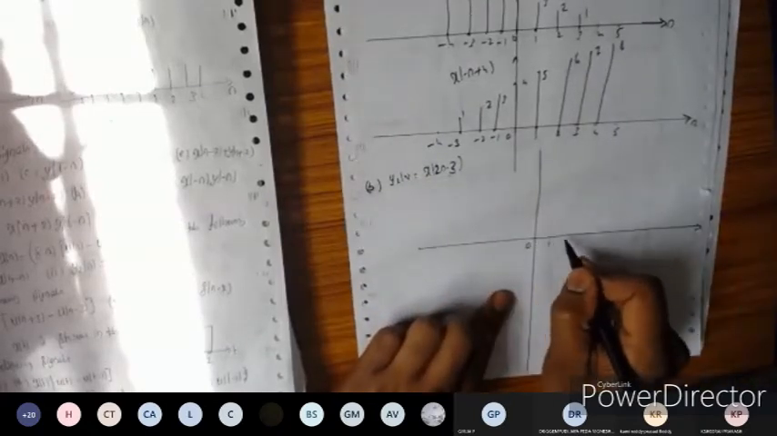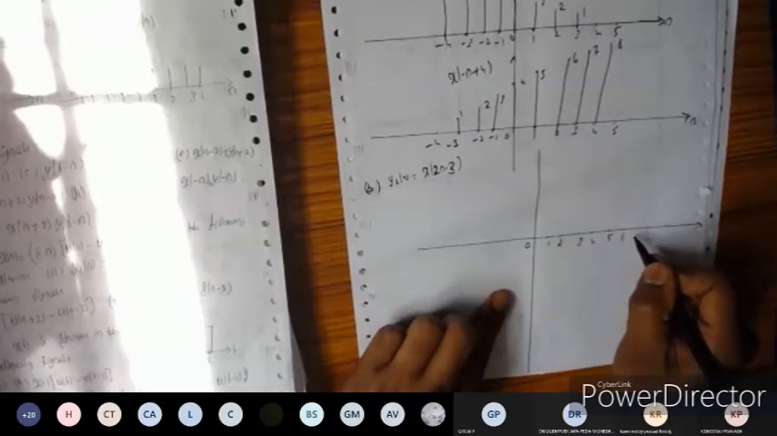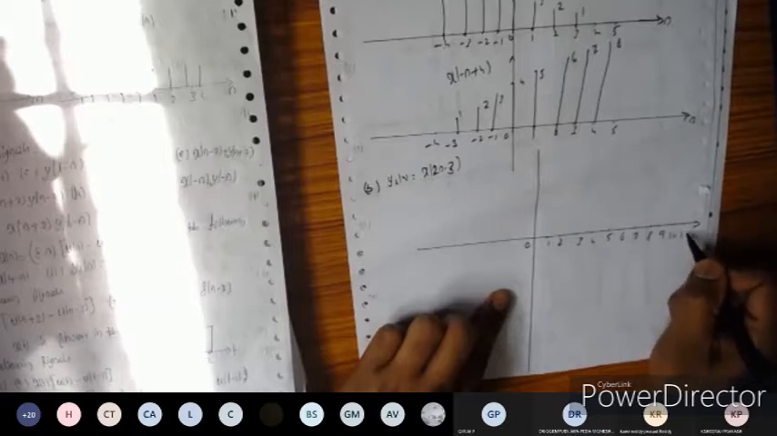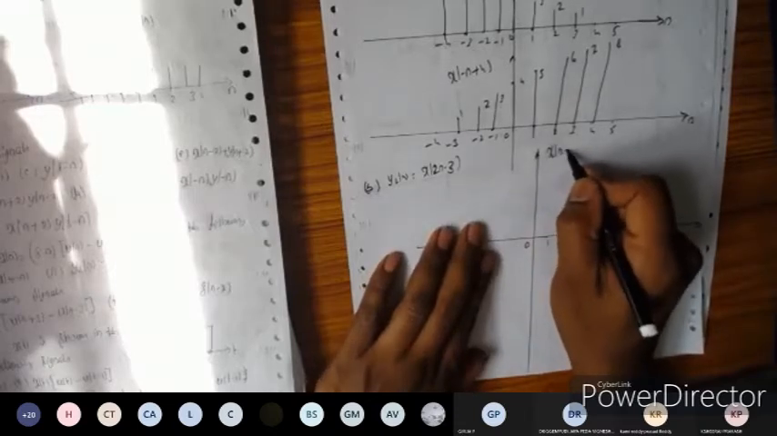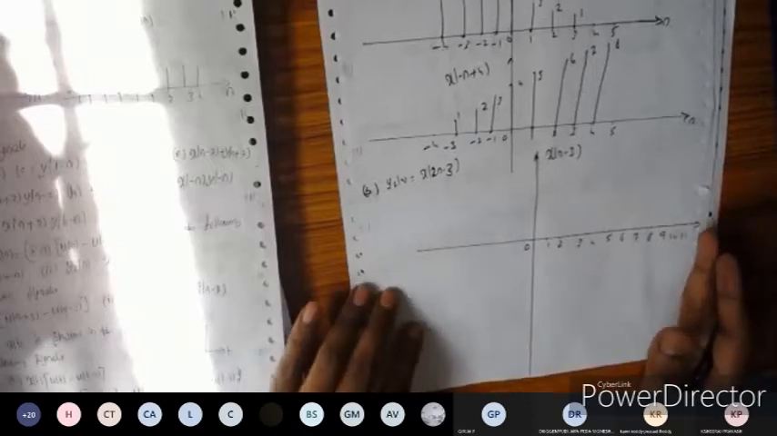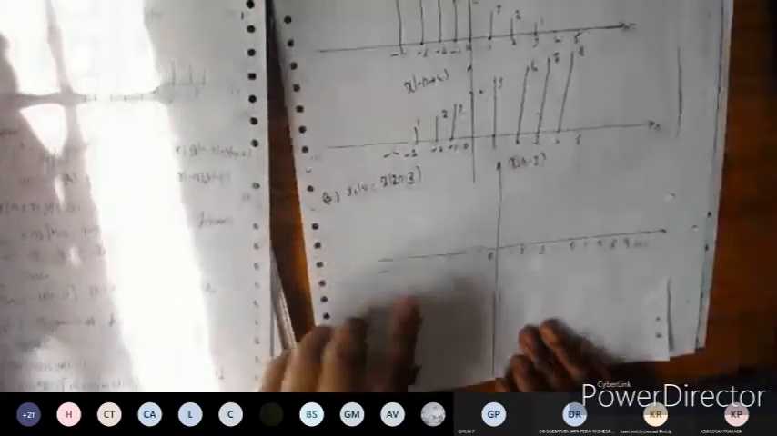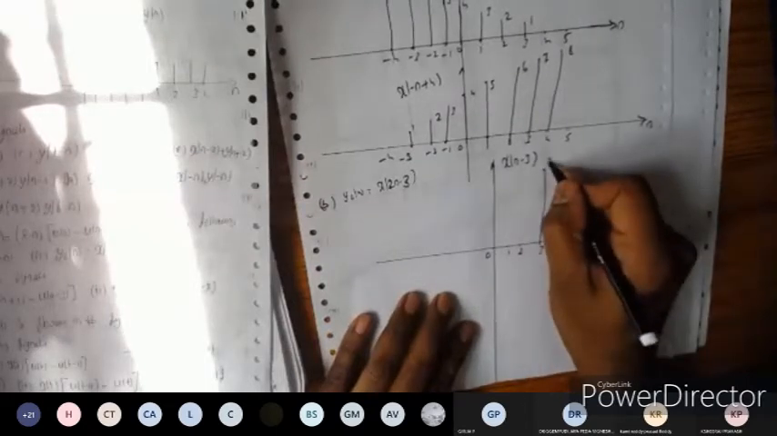So 0, 1, 2, 3, 4, 5. First, x of n minus 3. We need to shift the signal x of n towards the right side by 3 units. Whatever is at 0 will become 3, so we add 3 to each index. From 3 it starts, and the amplitude is 8 here.